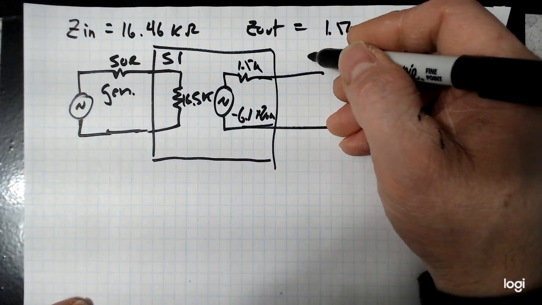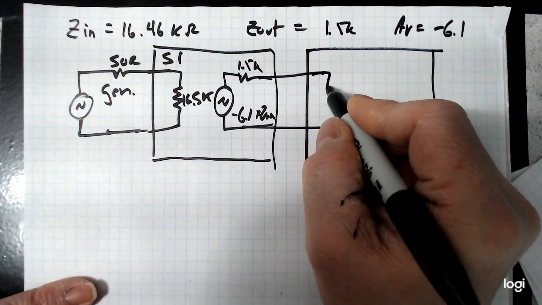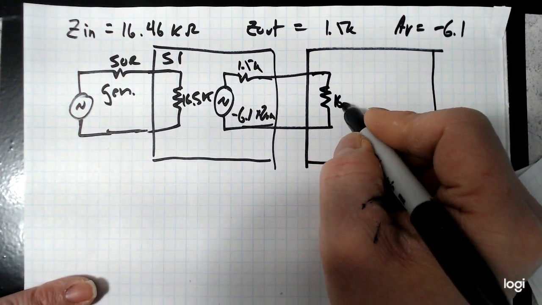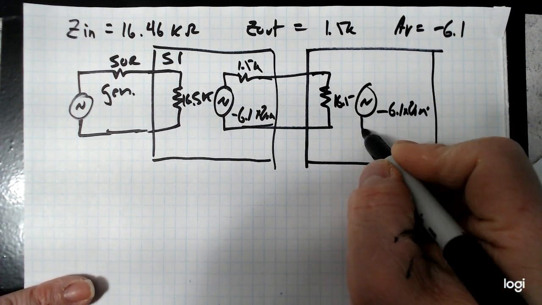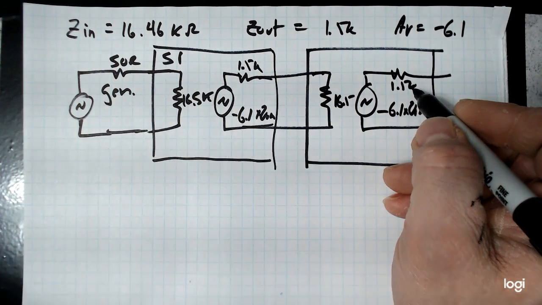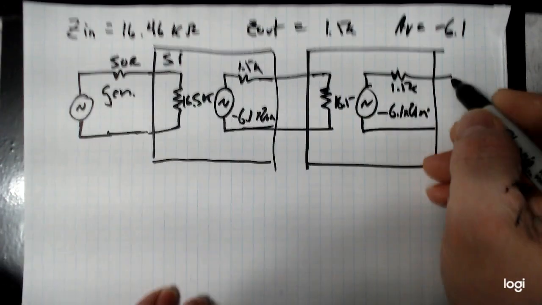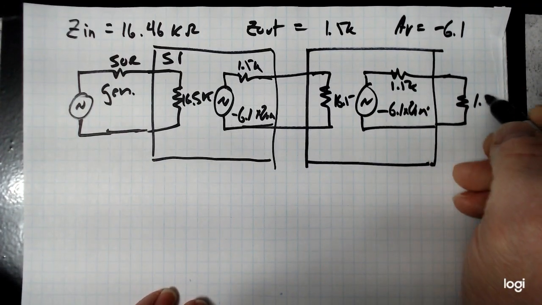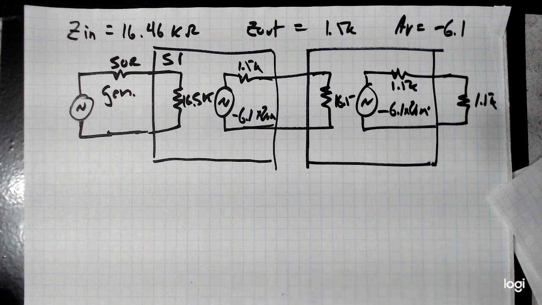That goes to the next stage, which is also the same values. 16.5K, minus 6.1 times V in, Z out 1.5K, and the load resistor, I think at the end of the day, it was also 1.5K. So now that we've got this built, we can then figure out what the overall voltage gain is.